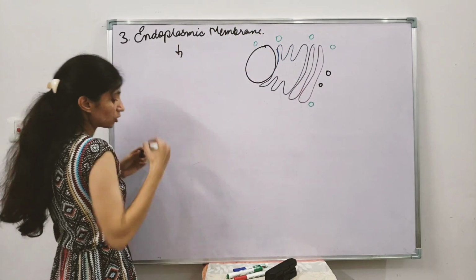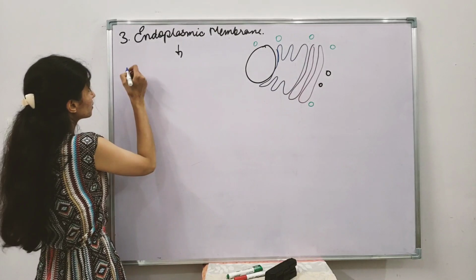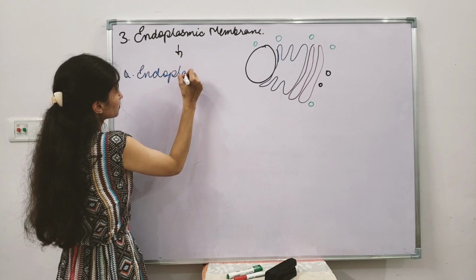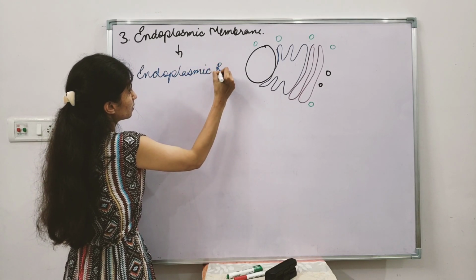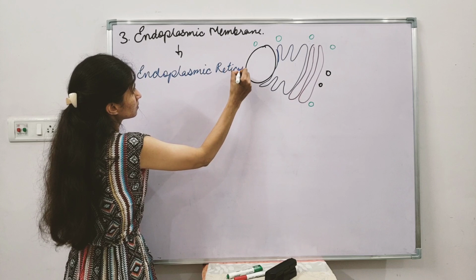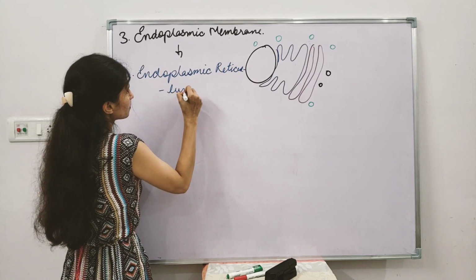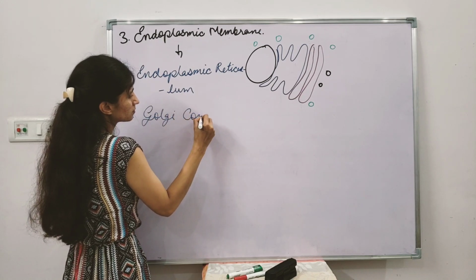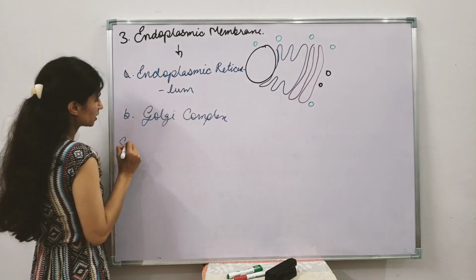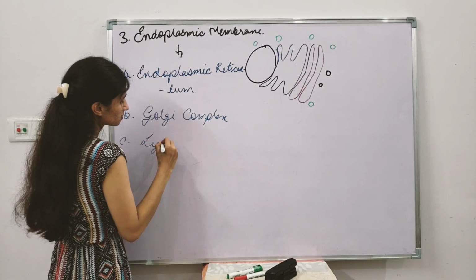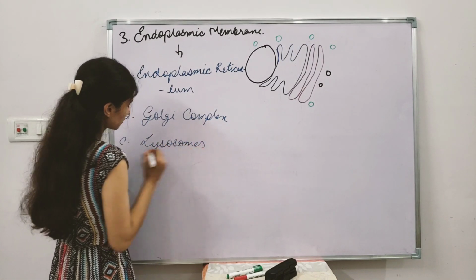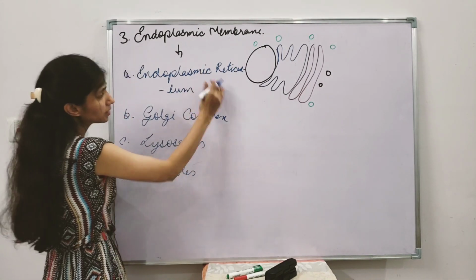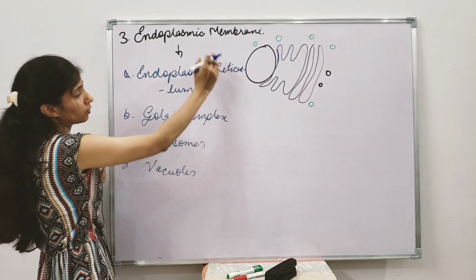So what does the endoplasmic membrane contain? I will write the names. A, endoplasmic reticulum; B, Golgi complex; C, lysosomes; and D, vacuoles. Okay, these are the parts of the endoplasmic membrane.